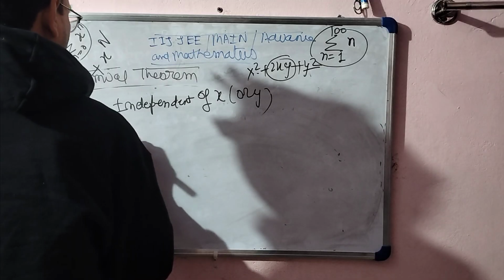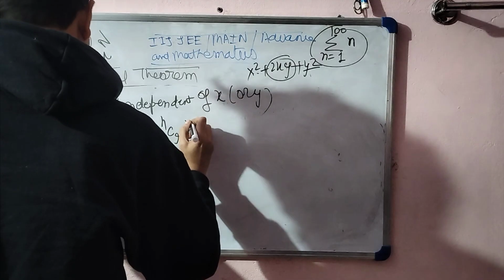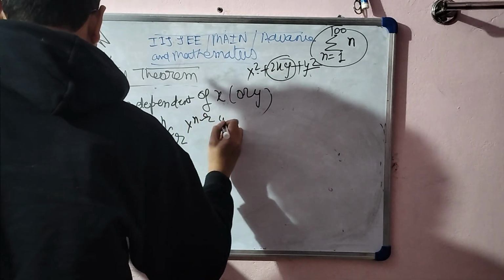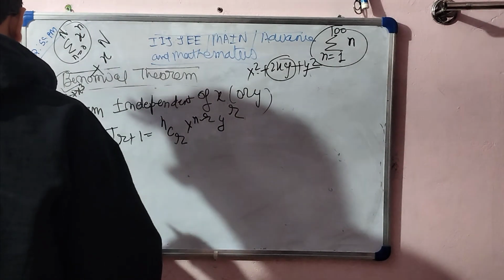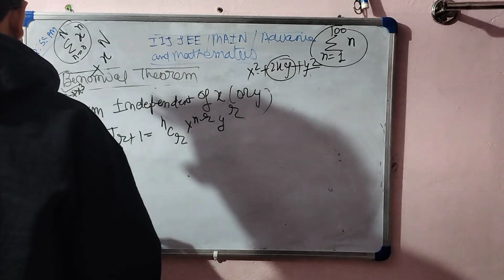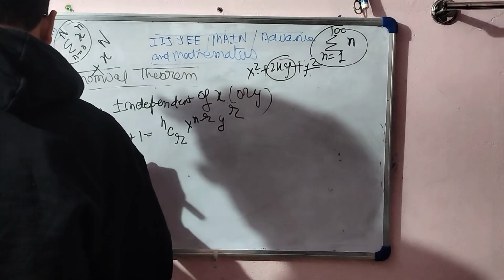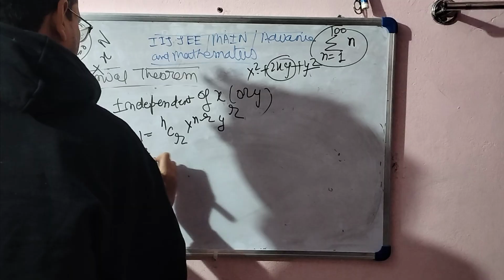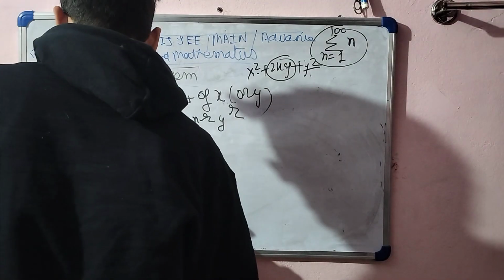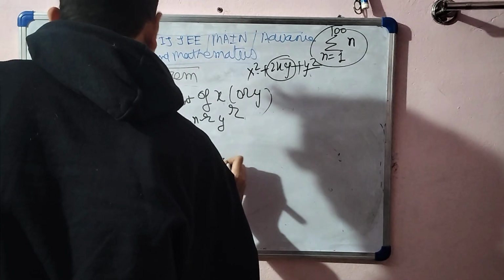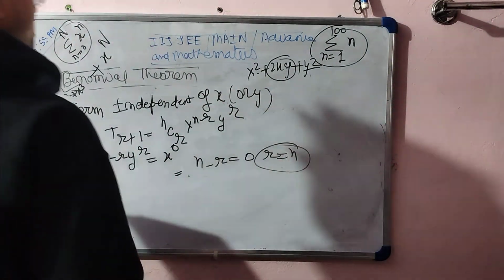T r plus 1 equals nCr x to the power n minus r, y to the power r. The exponent for the constant term: x to the power n minus r, y to the power r equals x to the power 0. Then n minus r equals 0, r equals n. This is the condition for the term independent of x.